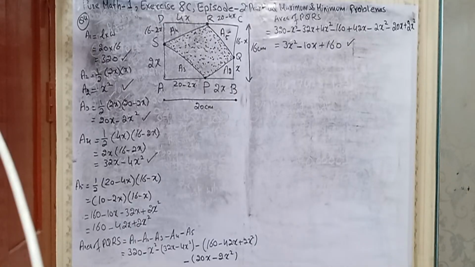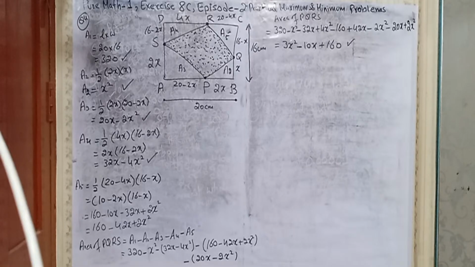Now it's good. You see, when we work online, we are working live, so it's possible that we might miss some calculation. And okay, the A part is done. Now in the B part, he says, given that x can vary, find the value of x for which the area of PQRS is a minimum, and find the magnitude of this minimum area.